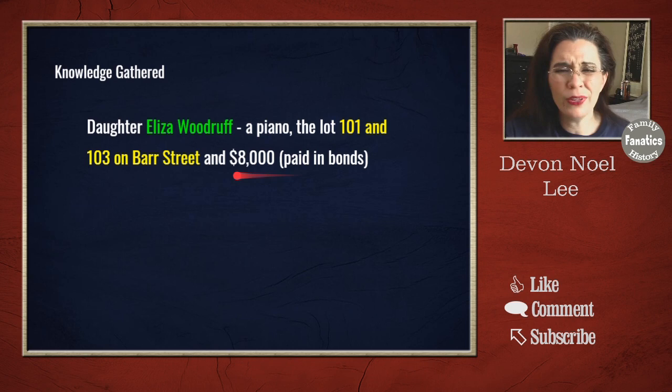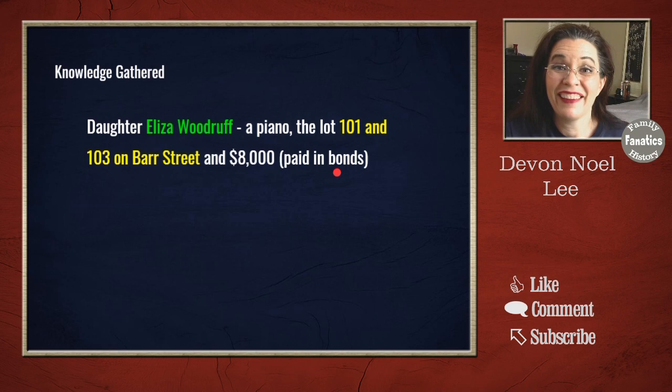And I really like this detail. I'm not sure who knows about this. I'm still working on it. Why did he pay them in bonds? They didn't just get cash outright. They got bonds. So what does that tell us about John? What does it tell us about the estate laws? Yeah, see? I told you, you got to go investigate the state laws.